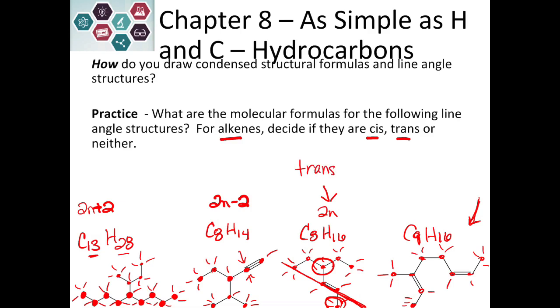The last example, we're going to look at each double bond individually. So here's the first double bond. This one has 3 carbons coming off of it, so this is going to be neither. The one on the right, we've got 2 groups like we would need. They're on the same side, so that one would be cis.